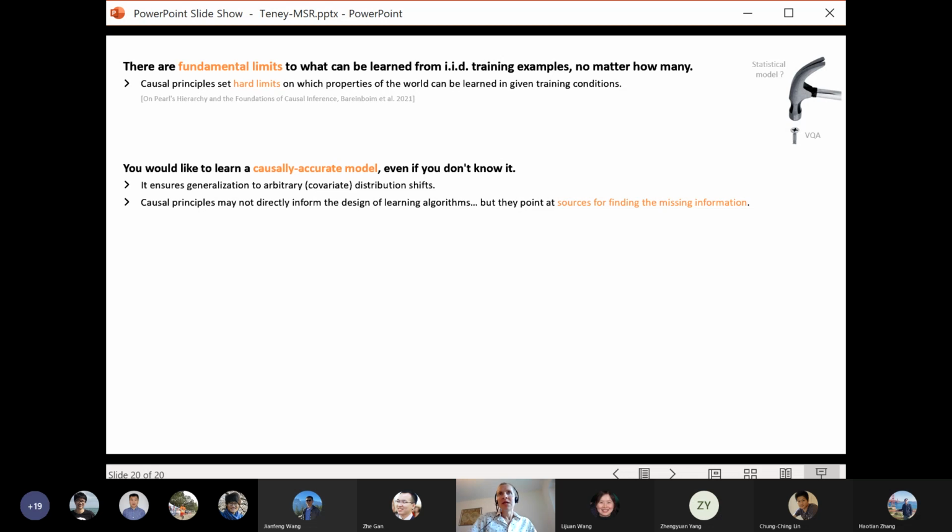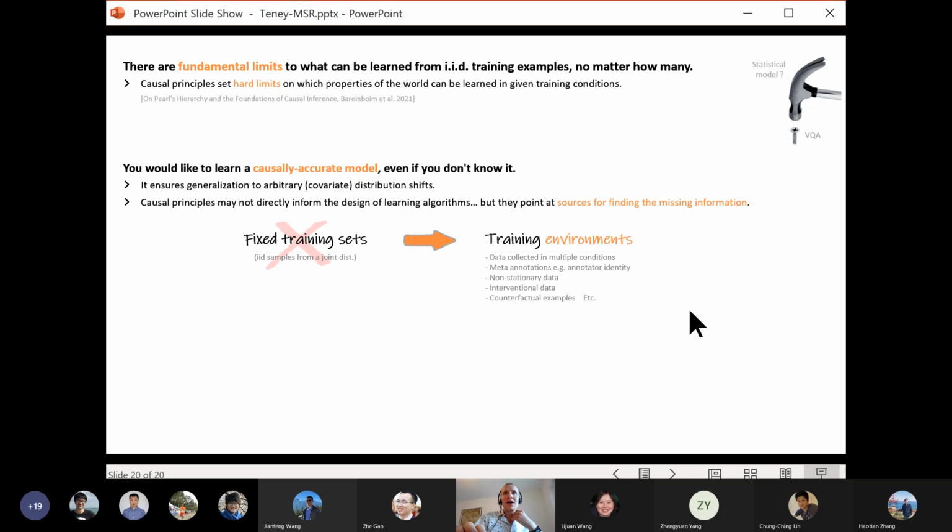And the second message of the talk is that if you learn something about the causal structure and mechanisms of the world, then you can do a lot more. So the principle of causal reasoning do not really tell you how to design or learn better models, but at the very least, they can point at directions where to find the information that was missing before.